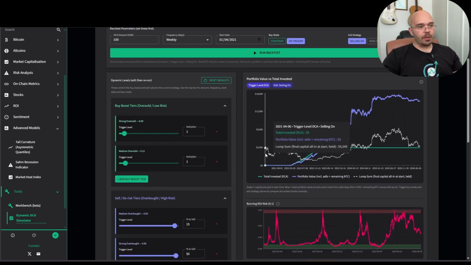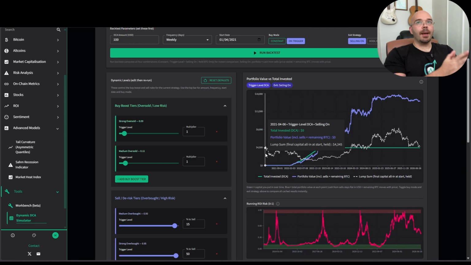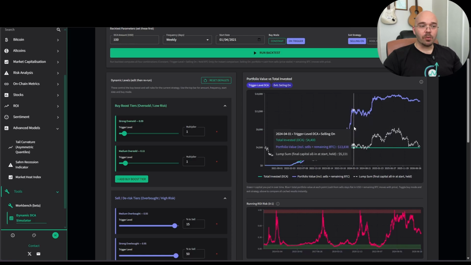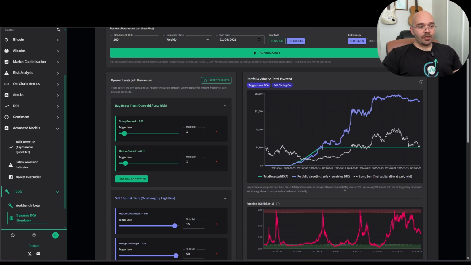So the white level is the lump sum. So if you'd lump summed the entire amount that you would have invested over that time period if you were doing it weekly, but you did it all as one lump sum, that's how it would have performed, which isn't as good as the purple line, which is following the strategy. And this is just the back test. So this does not guarantee your future results. It's just what the data is telling us right now, and what's more useful than just looking at data. It's definitely not looking at some YouTube moon boys that are just shilling all kinds of crap to you.